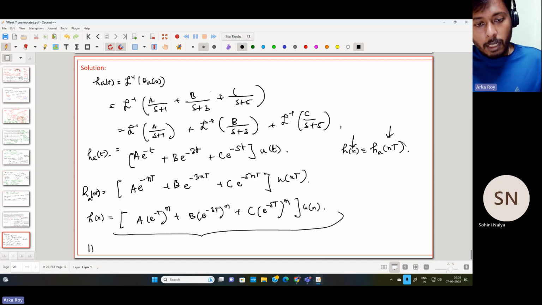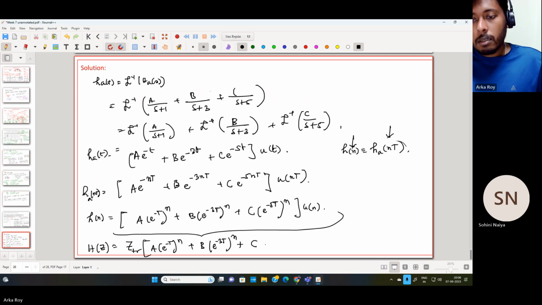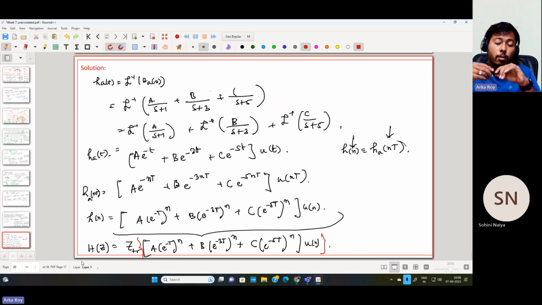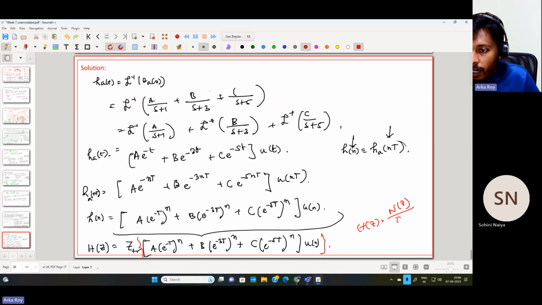Now what I have to take is a Z transform. So the Z transform of a e^(-t n), b e^(-3t n), c e^(-5t n), times u(n), in brackets. So I have to take the Z transform of this representation. If I take the Z transform of this representation, I will get H(z) in the form of numerator and denominator.